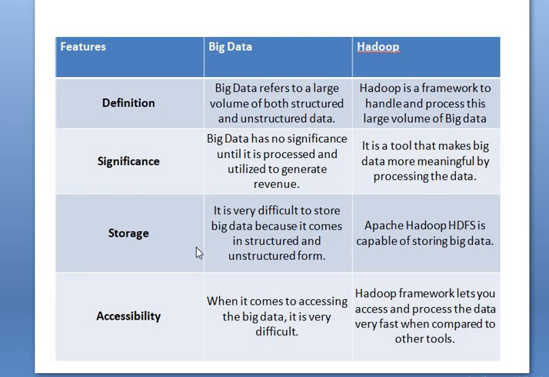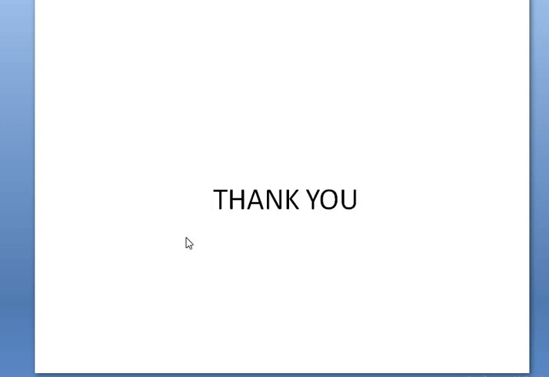Storage. In the storage, big data is very difficult to store because it comes in structured and unstructured form. Apache Hadoop, HDFS, Hadoop Distributed File System, is capable of storing big data. The last point is the accessibility. When it comes to accessing the big data, we know that it is very difficult. But the Hadoop framework lets you access and process the data very fast when compared to other tools. Thank you.